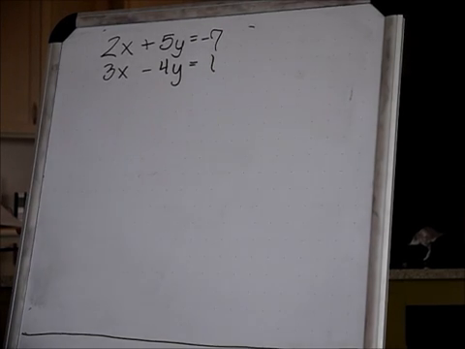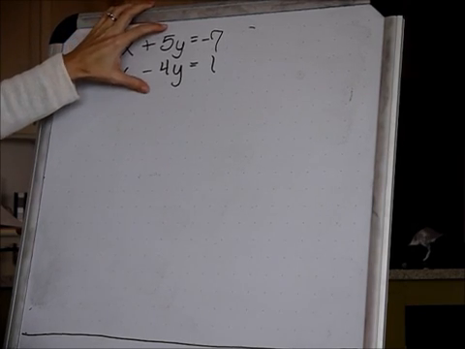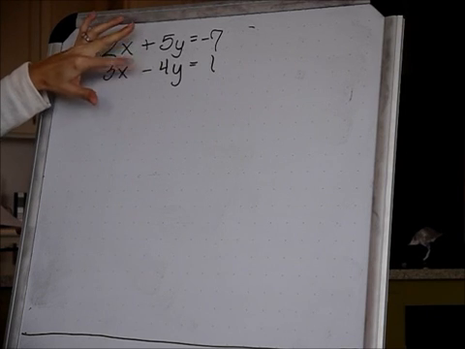Alright, is it written down? What are we going to do? What do we want to eliminate? You guys want to eliminate these or these? I'll eliminate the y's. The x would be easier. Do you know why I like the y's? Because we already have a positive and negative.